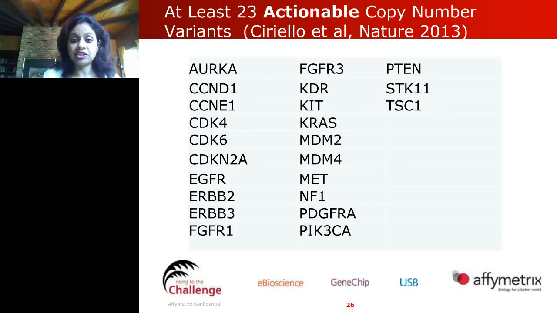And also, I'd like to point out, as this comes up a lot, that according to the Ciriello et al. paper, there are at least 23 genes that are actionable for copy number, meeting the definition of actionable discussed in the previous slide. Meaning for these 23 genes, there's either an FDA-approved drug or a drug in clinical trial that can be given to patients who have a copy number alteration in one of these genes.